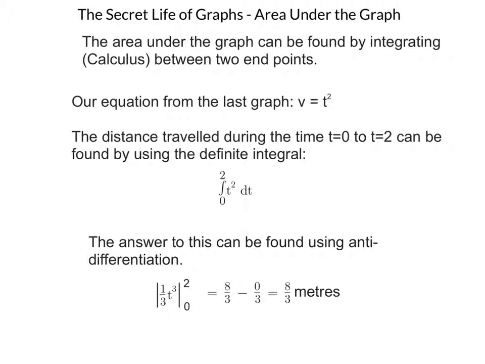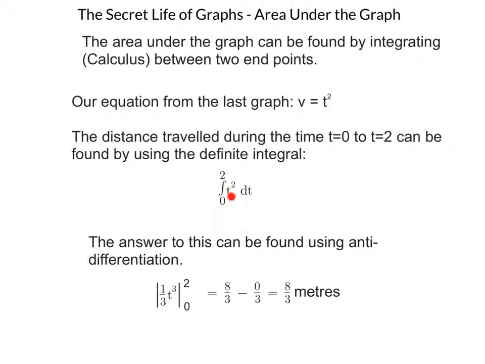So let's have a look at our last example, which was the parabola. The equation was v equals t squared. The distance travelled during the time t equals 0 to t equals 2 can be found by the definite integral. This is saying anti-differentiate t squared between 0 and 2 with respect to t, which is just a fancy way of saying tell me the area under the graph between 0 and 2.